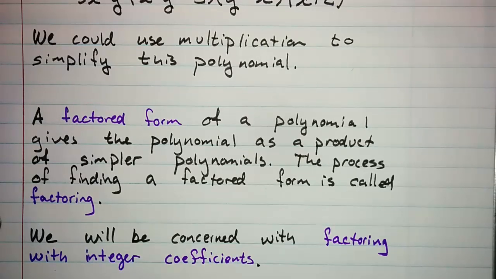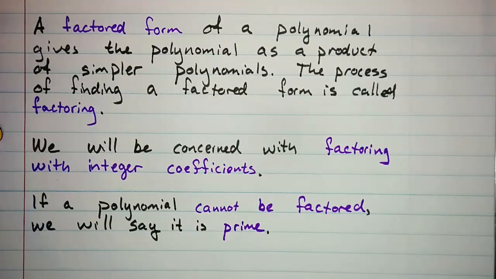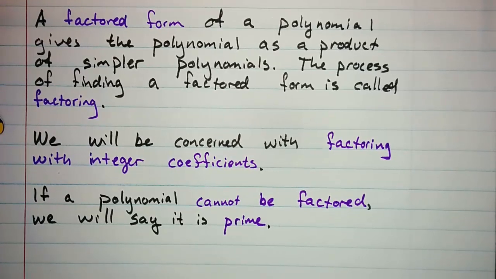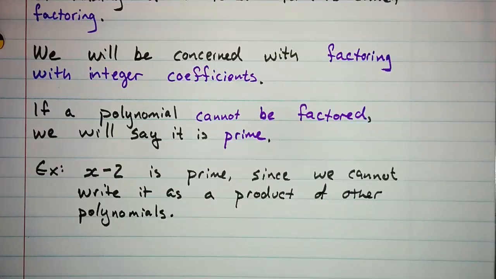In particular, though, we will not be interested in factoring with any irrational coefficients, so no square roots of 2, for example. If a polynomial cannot be factored at all, we'll call it prime. And by cannot be factored, again, we mean cannot be factored with integer coefficients. So, for example, x minus 2 is going to be prime.